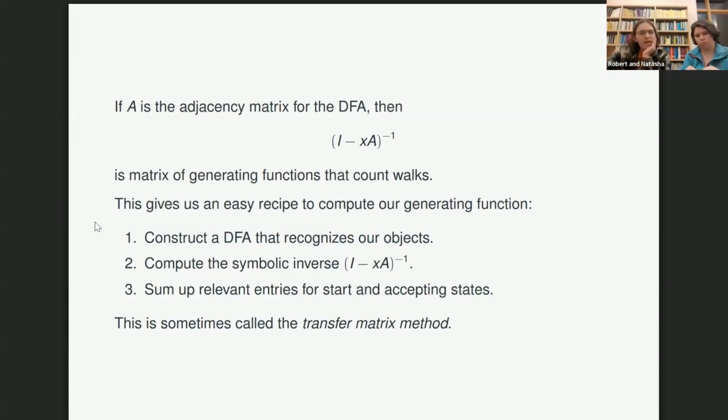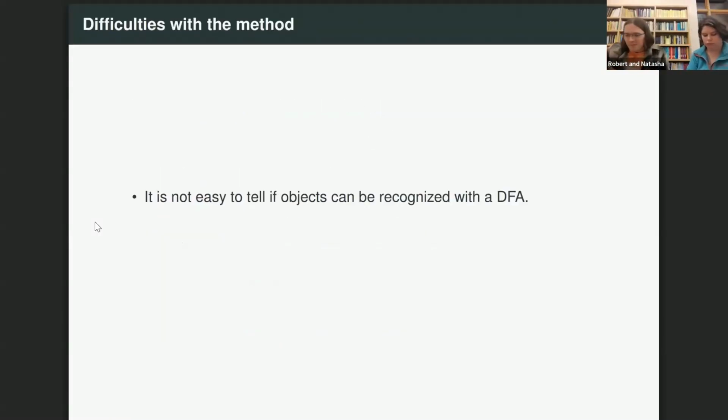So the method is very nice when it works, but there are some problems with the method that make it difficult to apply sometimes. This is all conditioned on if you have a DFA that accepts your language, then you get all these nice things. But how do you know that there's a DFA or not? That's the hard part. It is famously kind of difficult to tell if a language is a regular language or not. How do you know if your object can be recognized with a DFA?